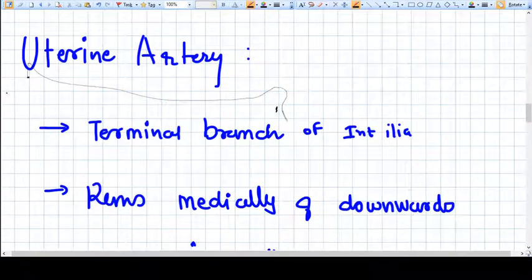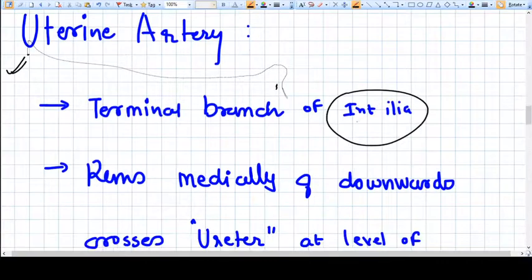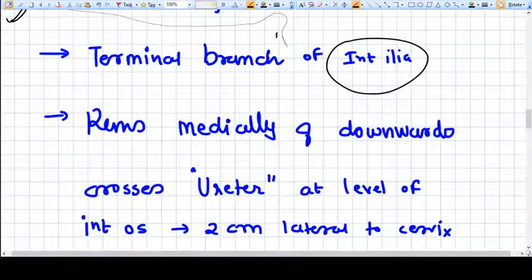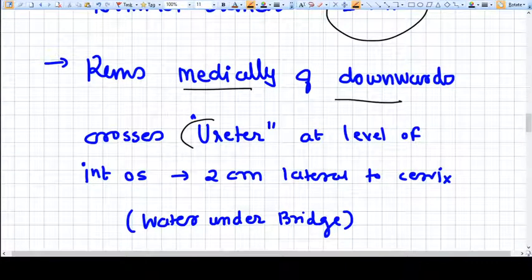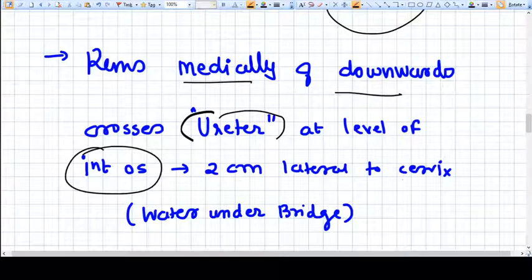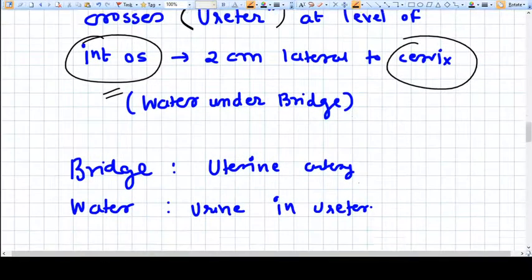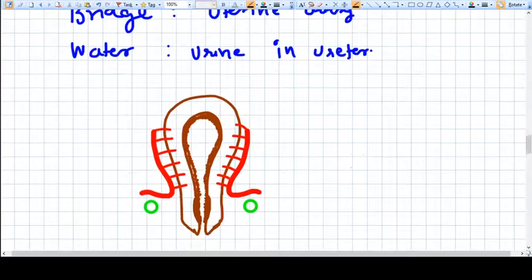Now let's have some more discussion about the uterine artery. The uterine artery is a terminal branch of the anterior division of the internal iliac artery. It runs medially and downwards, crosses the ureter at the level of the internal os, 2 centimeters lateral to the cervix. It is called water under the bridge. This is a very common thing. Many people don't understand it. Let me make it clear.